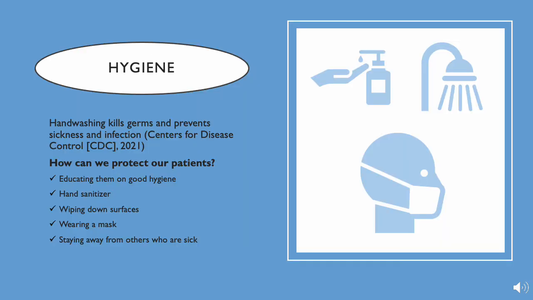Hygiene. I thought this was another good one to put in here to consider with pulmonary patients, though this goes for all of our patients. According to the CDC, hand washing kills germs and prevents sickness and infection. So how can we protect our patients? So just a lot of education as usual, educating them on good hygiene, always washing their hands, using hand sanitizer, wiping down surfaces, wearing a mask, and staying away from others who are sick.